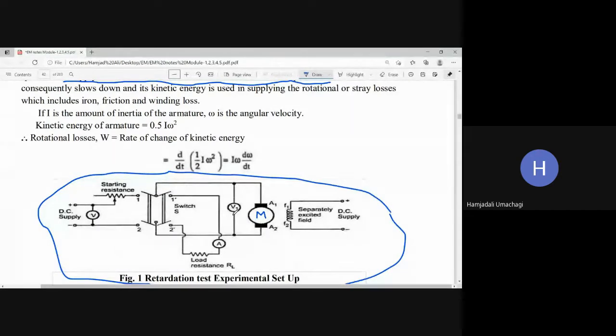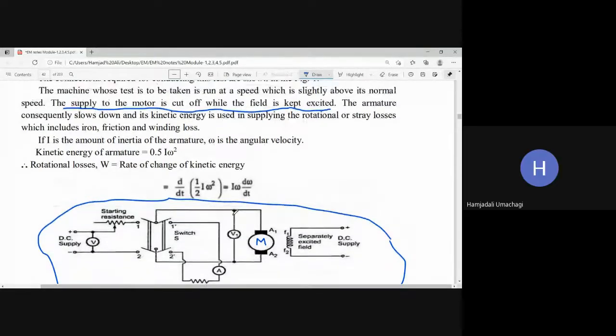What happens? Is it going to run? No, sir. What will it do? It will start to slow down. Since it is going to slow down, this method we call retardation test. While it is slowing down, the kinetic energy stored in the motor is used to overcome the stray losses, which is nothing but constant along with mechanical losses.